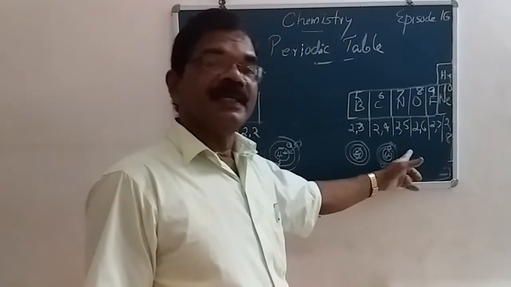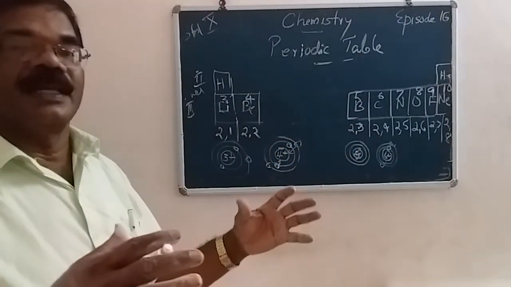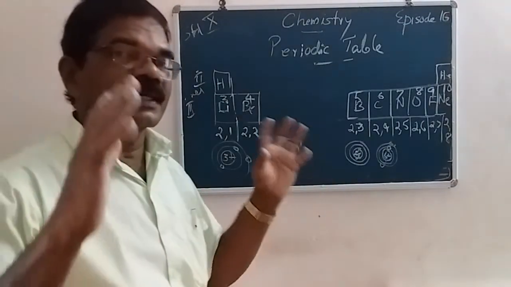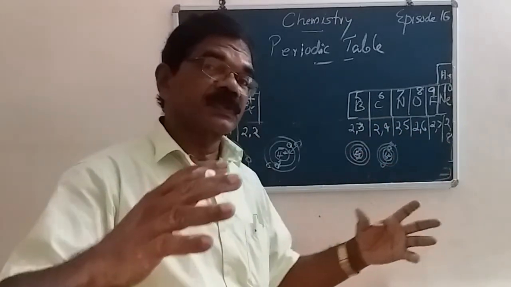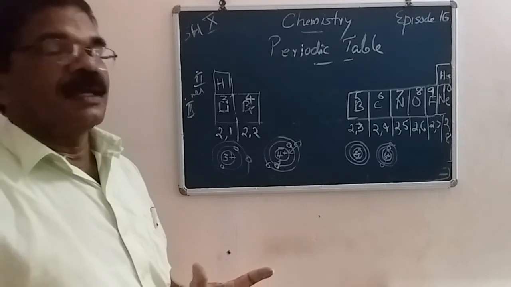Nuclear charge increases. Then what happens? It attracts electrons more towards the center. What attracts? The nuclear charge, or the nucleus, attracts electrons more towards the center. Do you know what I say?